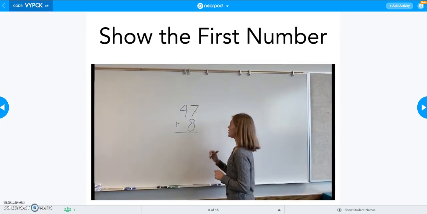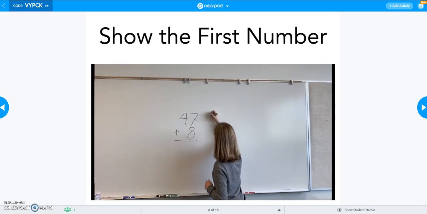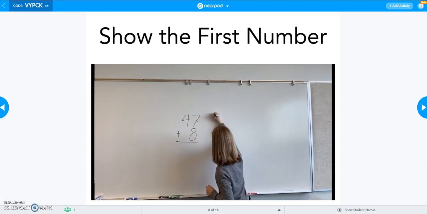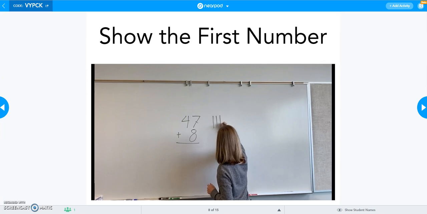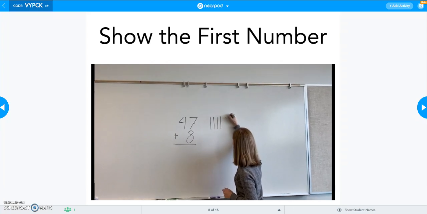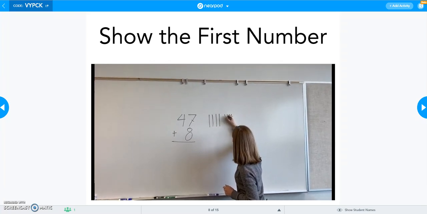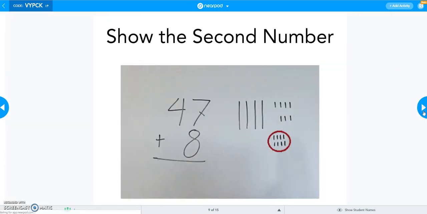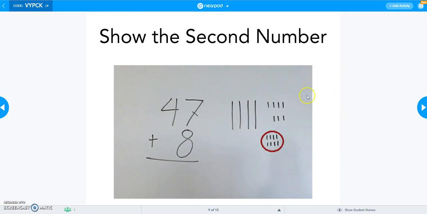The second step is that you show the first number using tally marks. So 47 has 4 tens, so I'm going to write 4 big tally marks. And it has 7 ones, so I'm going to write 7 little tally marks. Good. Now the next step is that we show the second number in the same way. So 8 does not have any tens, but it has 8 ones, so I drew 8 small tally marks to represent the second number, 8.